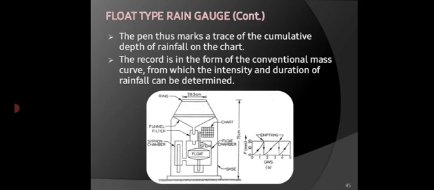And through that pen and chart arrangement we get one curve, and with the help of that curve we get the intensity, meaning the amount of rainfall, and the time. Clear? So this is the concept of the recording type rain gauge. There are three types of recording rain gauges, right? So this topic is over.